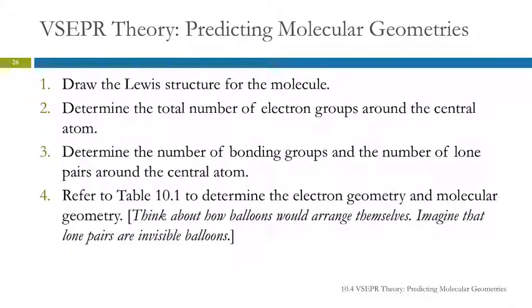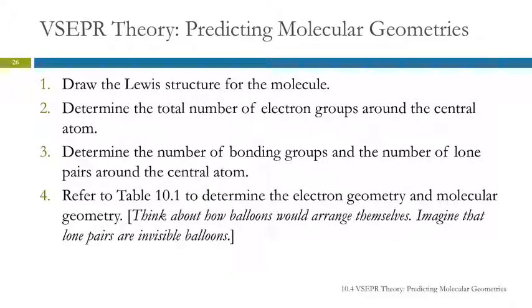So here's a nice set of instructions from your textbook, how to predict molecular geometries. First step, draw the Lewis structure. If you can't draw the Lewis structure, you're going to have a real hard time with VSEPR theory. From the Lewis structure, figure out the total number of electron groups. Figure out how many of those are bonding groups and how many are lone pair groups.